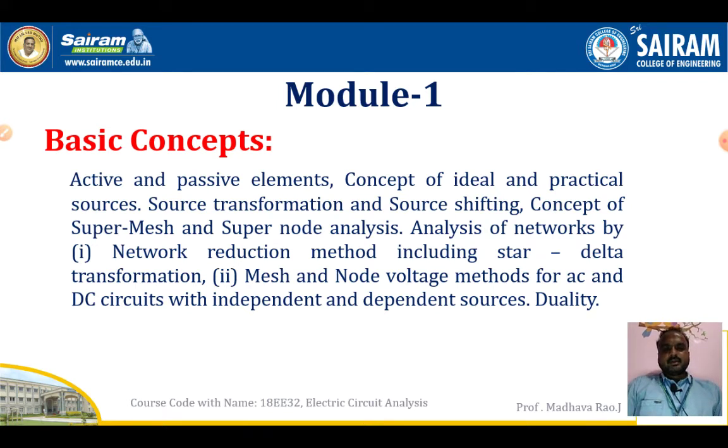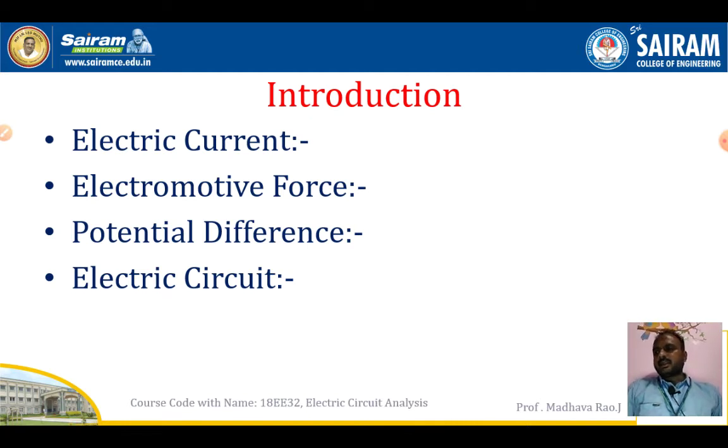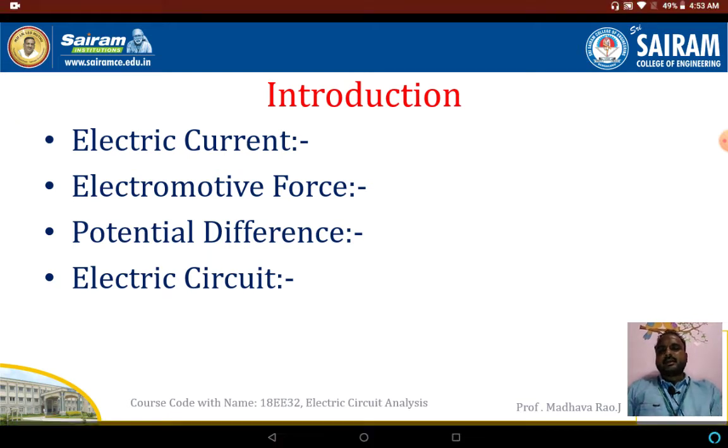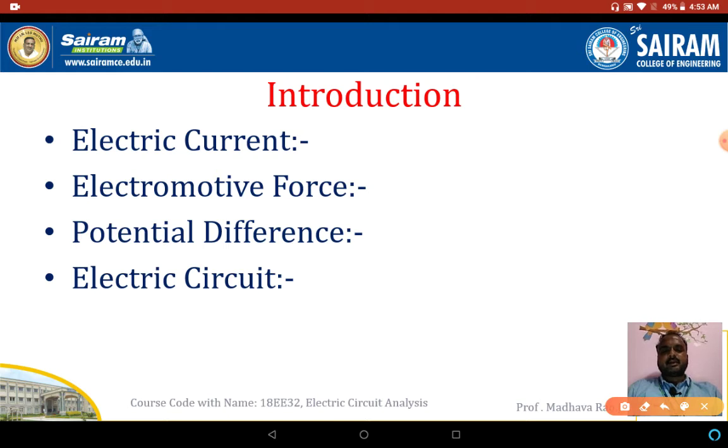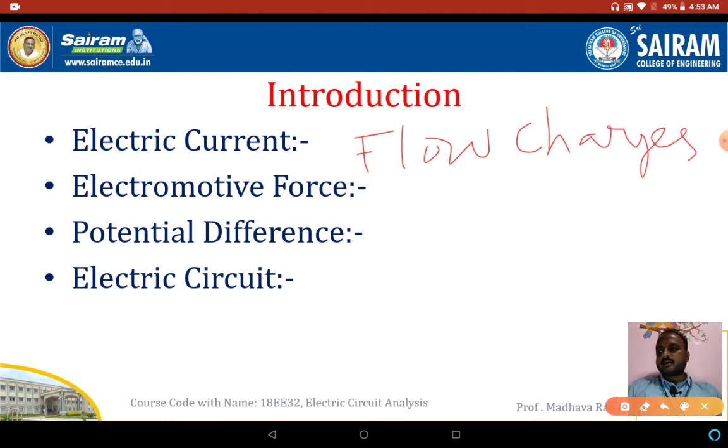Right. Here, what is meant by electric current? Electric current is the rate of flow of electric charges. Rate of flow of electric charges is known as electric current.